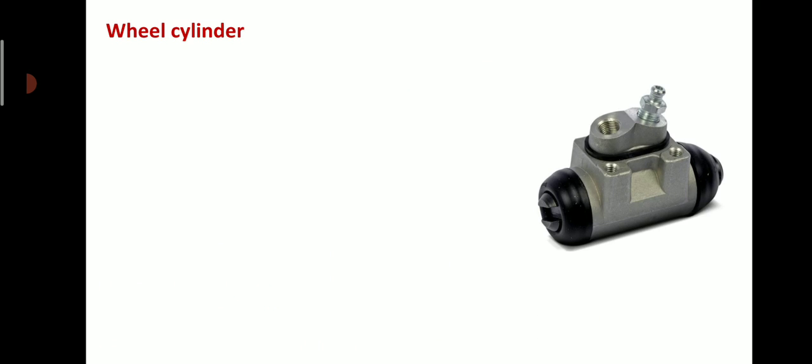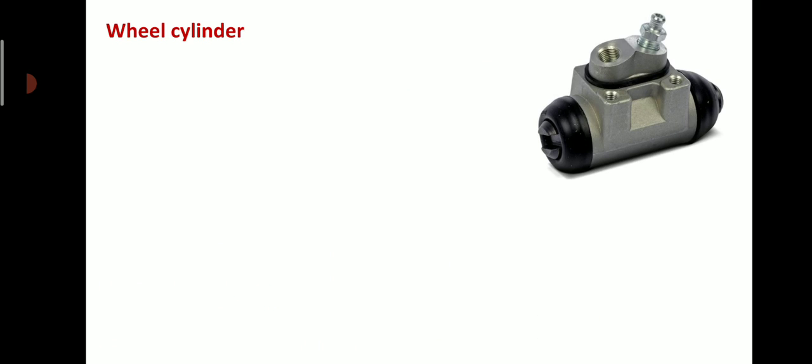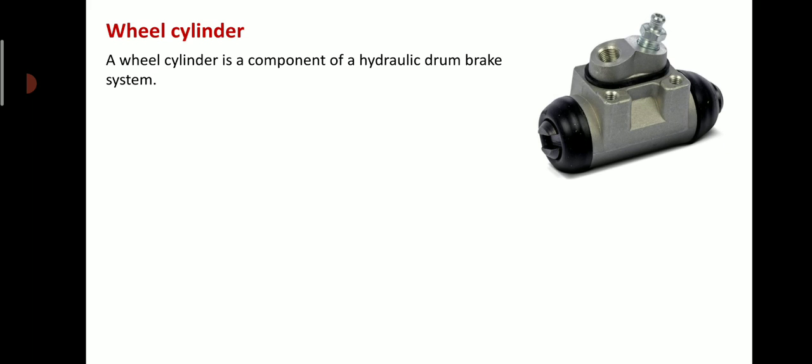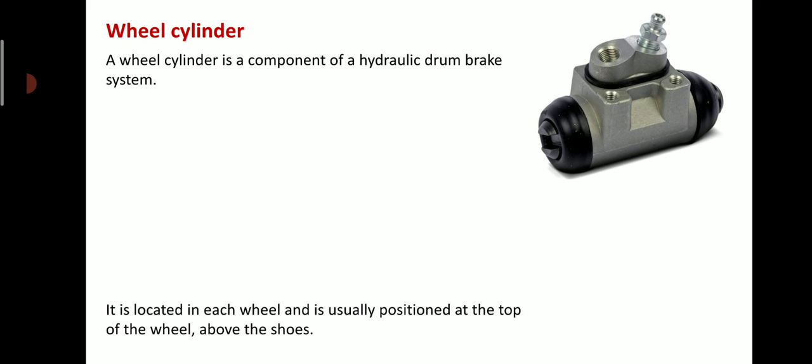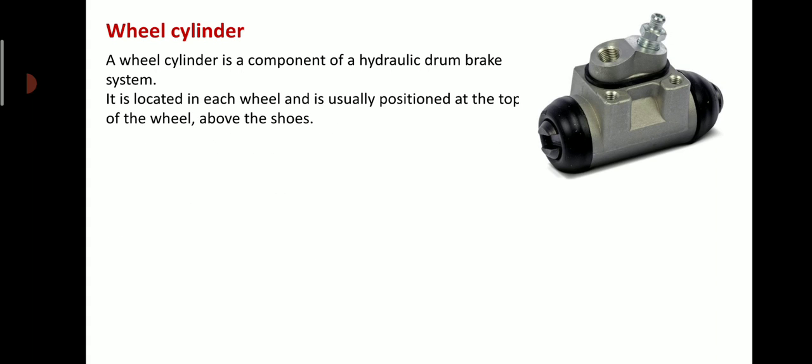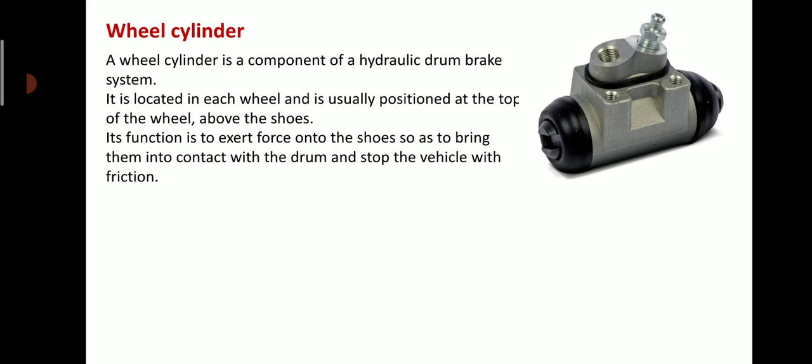Let us see details about the wheel cylinder. This is a picture of the wheel cylinder. A wheel cylinder is a component of a hydraulic brake system, the hydraulic drum brake system. It is located in each wheel and is usually positioned at the top of the wheel above the shoes. So this is the location of the wheel cylinder. Its function is to exert a force onto the shoes so as to bring them into contact with the drum and stop the vehicle with friction.